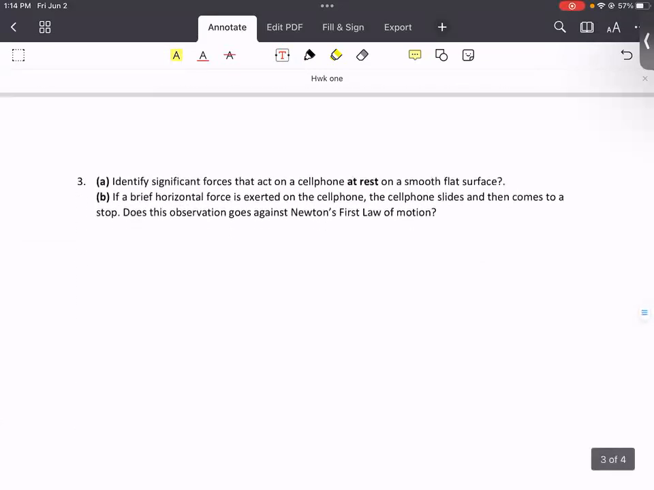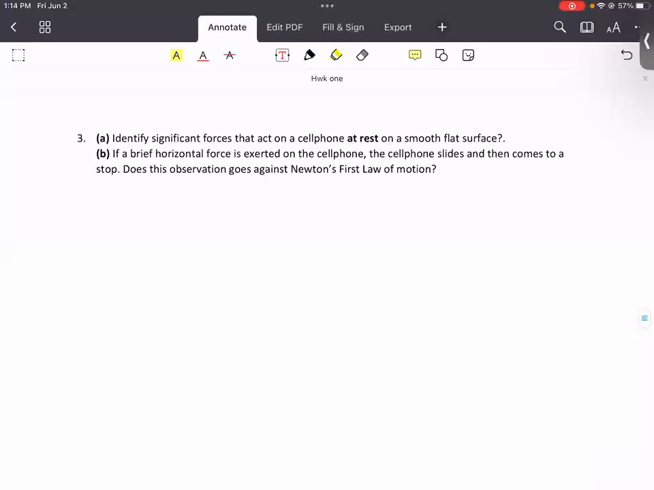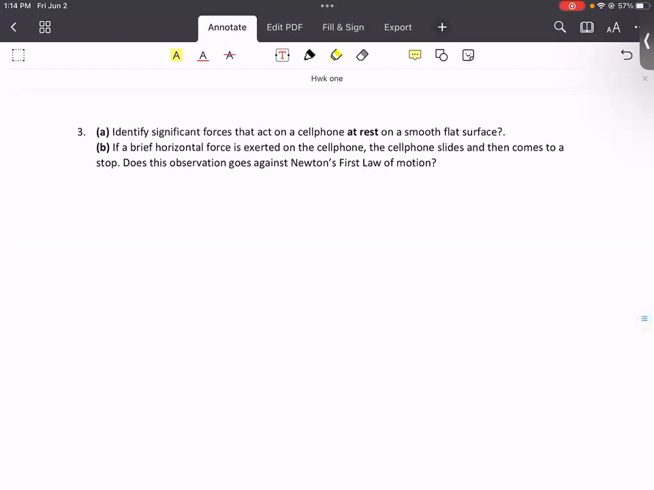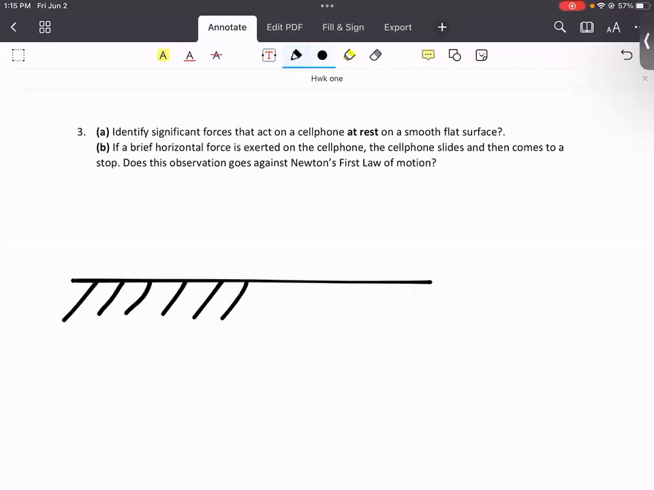All right, so let's look at question number 3. Question number 3 says, identify significant forces that act on a cell phone at rest on a smooth, flat surface. So I usually draw my smooth surface by just having a line and putting these lines to indicate it's a surface. And I put my cell phone somewhere there. So this is my cell phone.